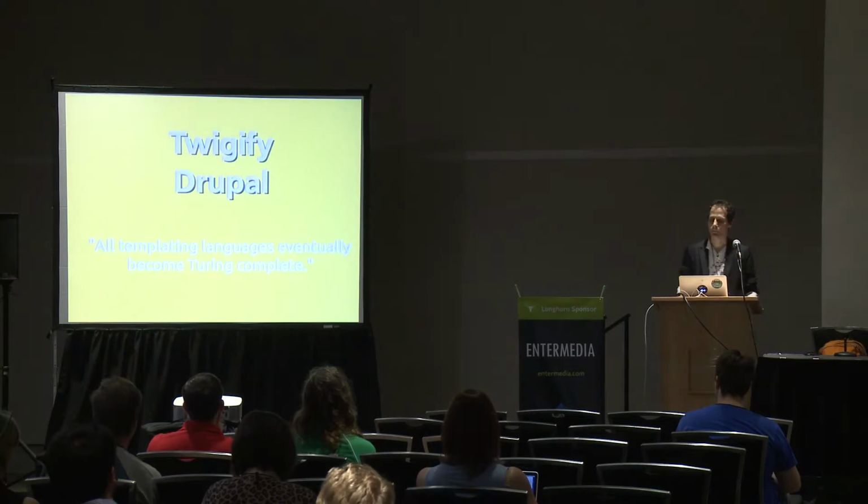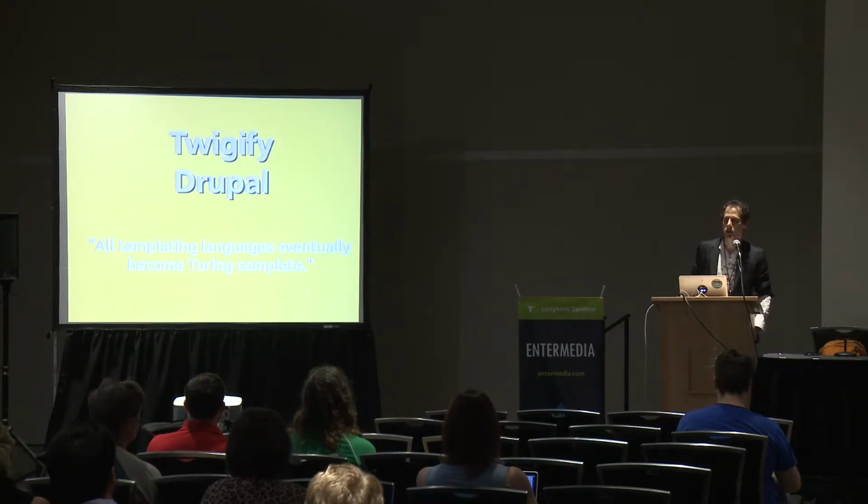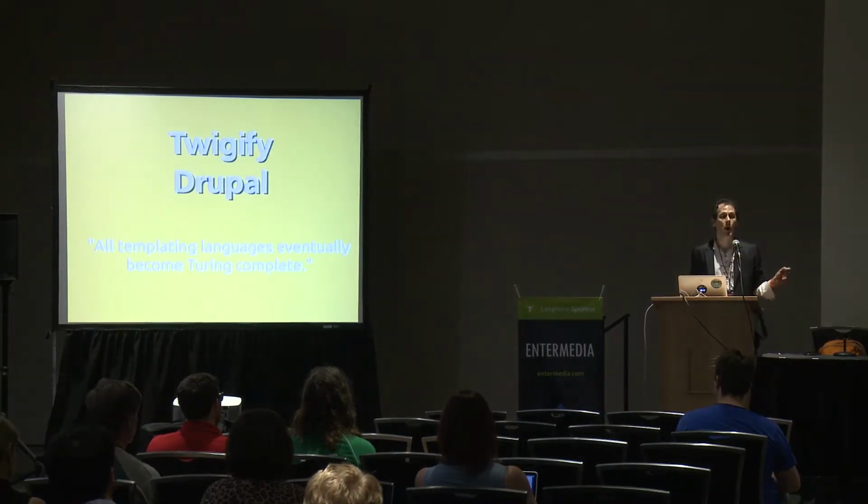Oops, wrong button. There we go. In this session, we're going to explore the notion that all templating languages eventually become Turing complete. This is a bit of a play on Zawinski's law, which is that all programs expand in scope and the ability of what they can do until eventually they can read mail. So it doesn't matter what your program is, no matter what you originally set out to do, if you release it, eventually it will be able to read mail.